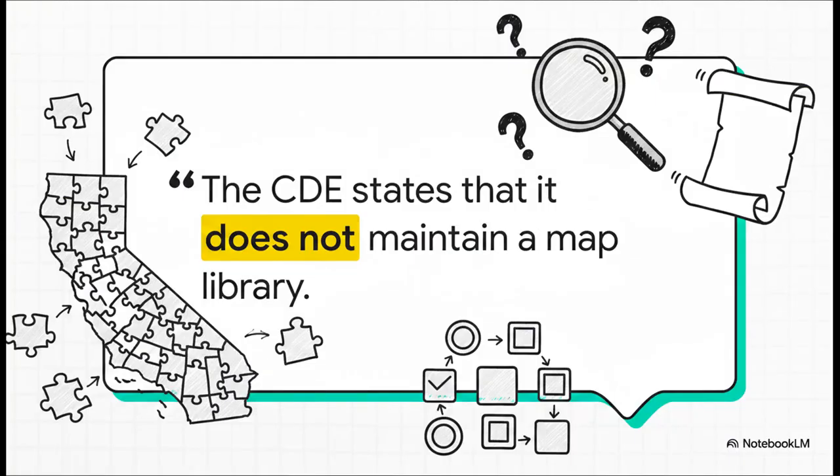In fact, the state takes a totally explicit stance on this. The California Department of Education clearly states that it does not maintain a school boundary or district map library, and because of this reality, they actually direct people straight away from the state level and tell them to contact their local district offices for help.